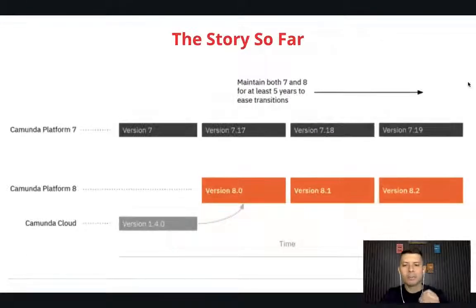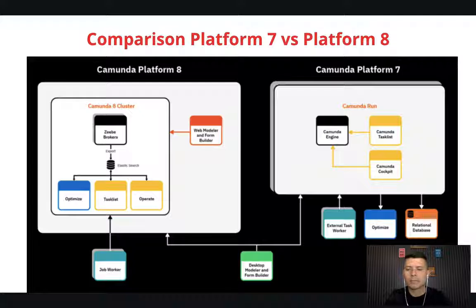And there is an important detail here. Camunda won't abandon Camunda Platform 7. For at least the next 5 years, Camunda will continue to actively develop Camunda Platform 7 and fully support it. This means Camunda will provide both Camunda Platform 7 and Camunda Platform 8 in parallel. This also means that existing users can choose whether they prefer to stay with Camunda Platform 7 or to migrate to Camunda Platform 8.